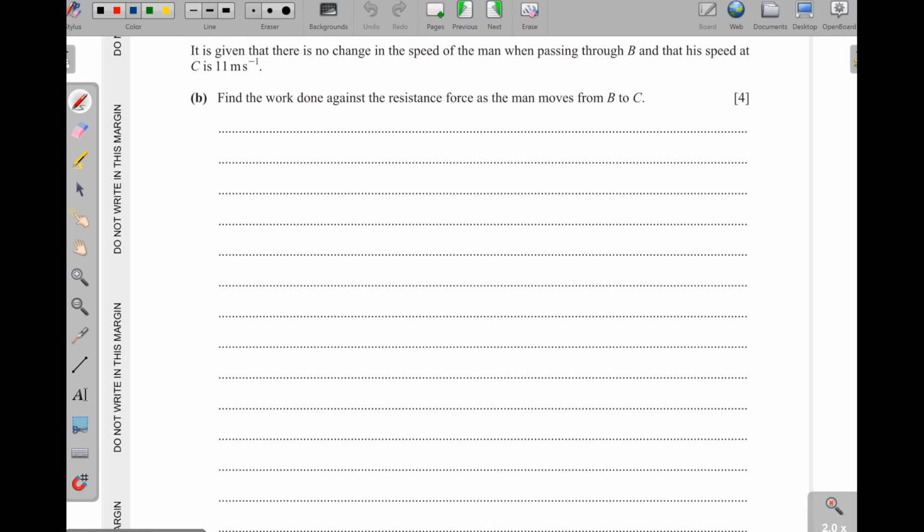So we have this curve part. Then this is C here. Since the speed here is 11 meters per second, then there is kinetic energy. I'm going to use the energy method. Now here there is a vertical height. This vertical height here is 2.5 meters. So because of this, there is potential energy.